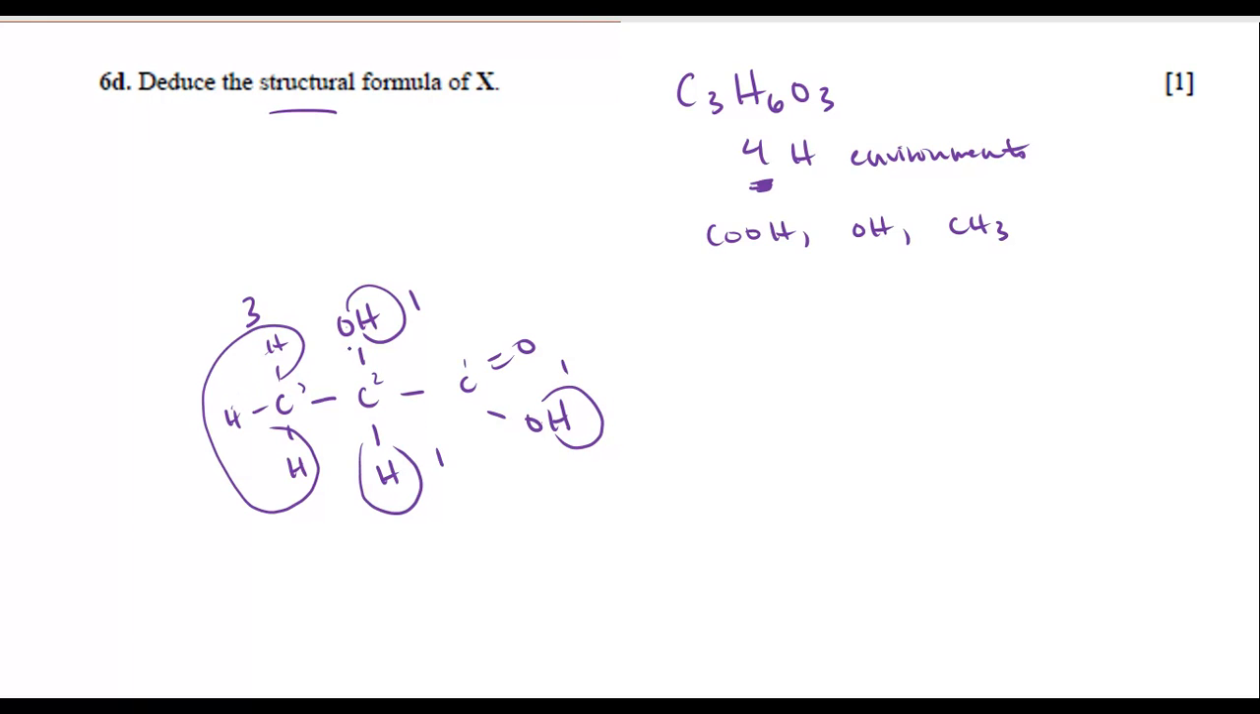I'm going to call it 2-hydroxy propanoic acid. You could leave this as a structural formula, or you could write CH3, CHOH, COOH. This, maybe without the circles, or this would be the correct answer for structural formula.